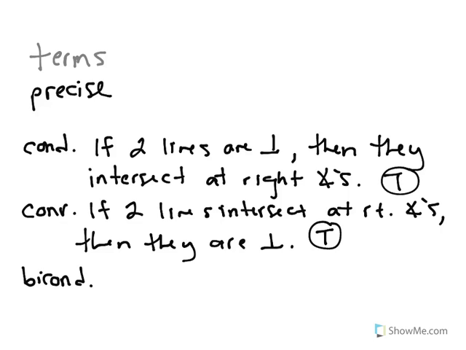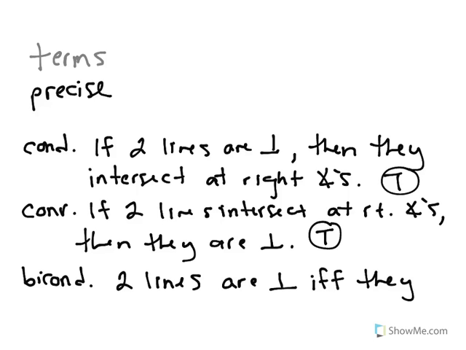And it's going to look like this. Two lines are perpendicular if and only if they intersect at right angles. Okay? So if you can write the conditional and converse both as true statements, you can therefore write it as a biconditional statement, and that makes a definition a good one. So let's take a look at the last three examples that we have here. All it asks is, are these good definitions?